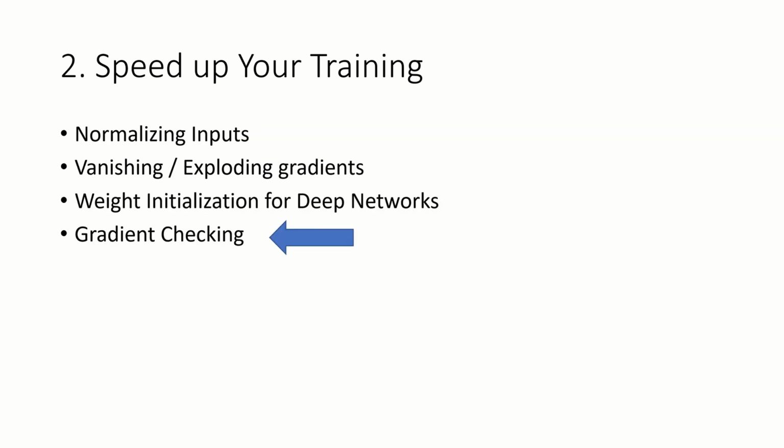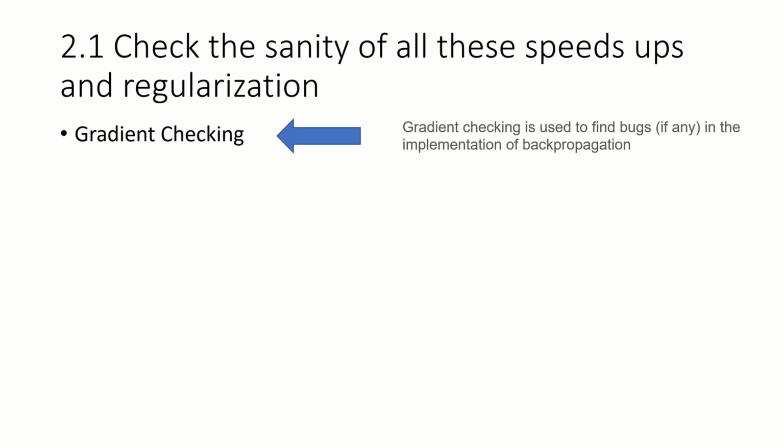Finally, let us talk about gradient checking. As mentioned earlier, this does not speed up the training process, but actually checks the sanity over all the regularization that you've been doing. So basically, it is used to find bugs when you implement the backpropagation. This is the equation for gradient checking, but don't worry about it too much for now. In the coding exercise, we're going to go into much more detail on what goes into each of these.